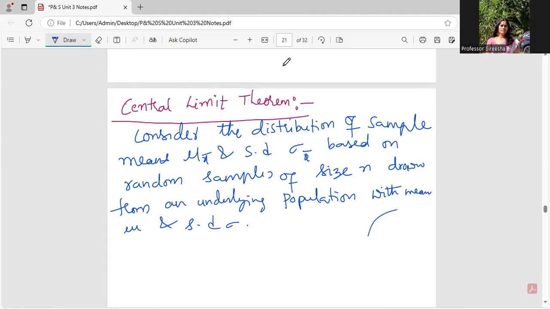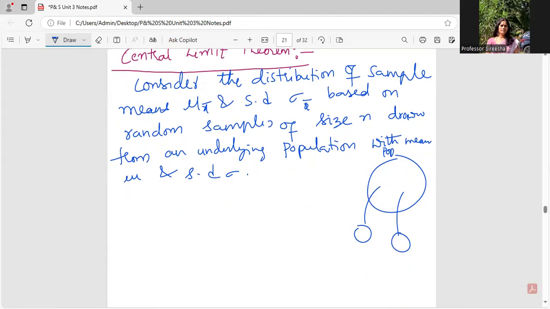As previously discussed, this is the population, and from this I am drawing samples. So consider the distribution of sample means. These are all the samples. X1 bar is the mean of the first sample, X2 bar is the mean of the second sample, X3 bar is the mean of the third sample. Now I'm considering mu x bar to be the mean of all the samples. Try to understand the logic behind the theorem.